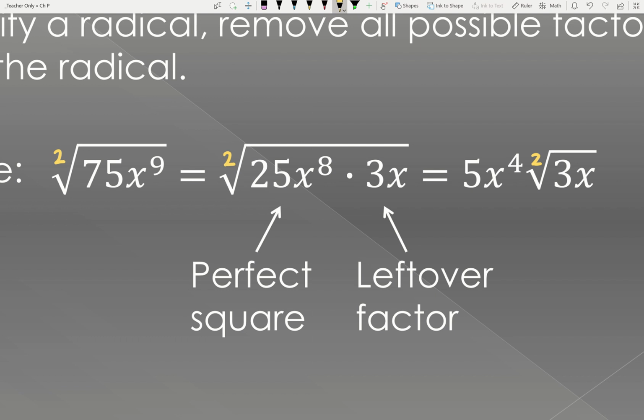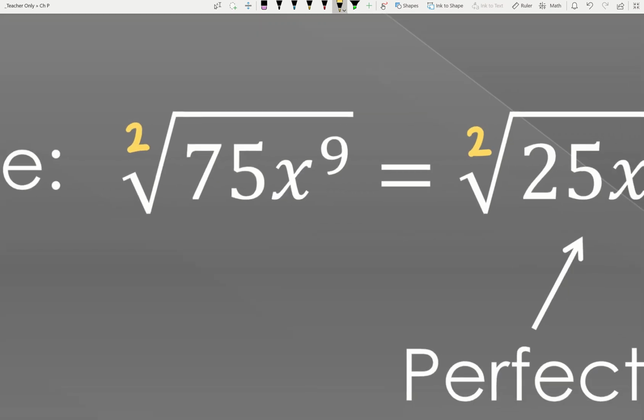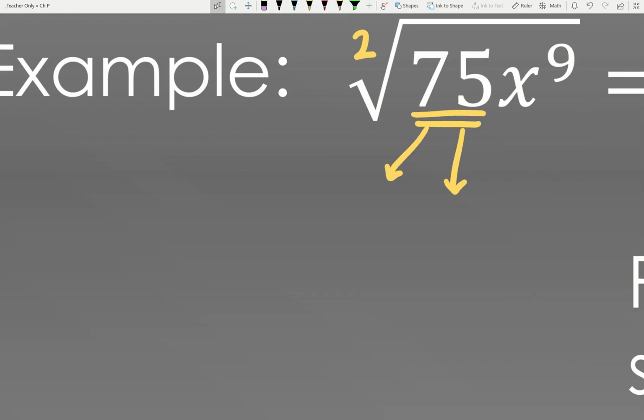Well, we are going to have to look at breaking up a 75x to the 9th in terms of perfect squares. Okay, so we're trying to ask ourselves, what is the largest perfect square that goes into 75? For this, you may need to, off to the side, write down your list of perfect square numbers, right? 1 squared is 1, 2 squared is 4, 3 squared is 9, 4 squared is 16, 5 squared is 25, etc. What you're looking for is the largest number in this list that goes into 75.